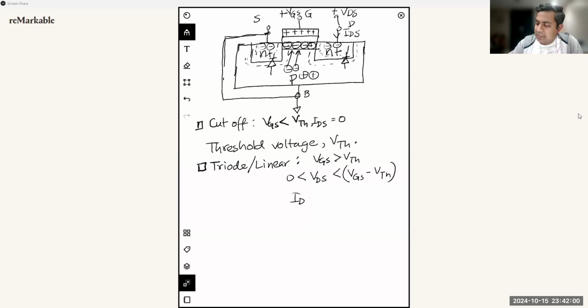As long as our drain to source voltage is within these two limits, we will have a linear current where the IDS is proportional to the voltage VGS minus VTH minus VDS by 2 into VDS. So we can rewrite that equation as IDS equals Kn prime times VGS minus VTH minus VDS by 2 into VDS.